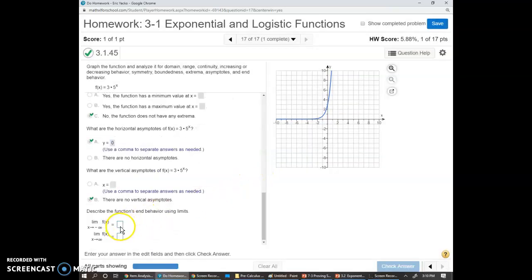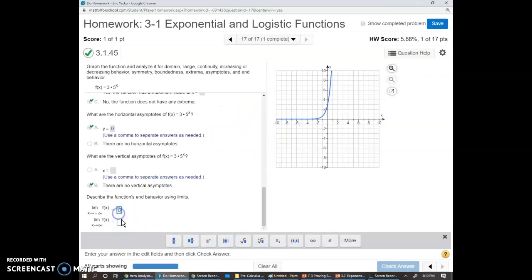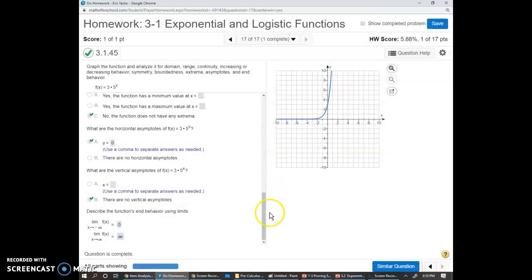Oh, wait. Limits. As x approaches negative infinity, looking at this tail, what is y doing? Y is not going down. Y is getting closer and closer to 0. As x goes to infinity, over here, what is y doing? Y is going through the moon. So y is going to infinity, and there we go. And that is it. I think we're done with that one.